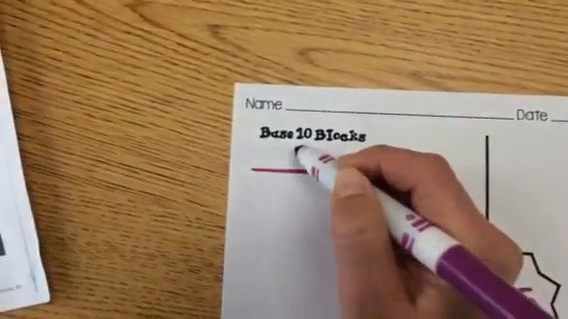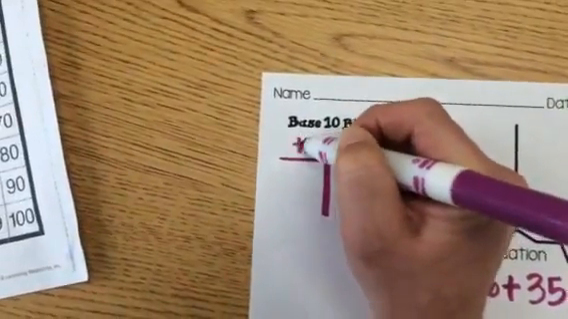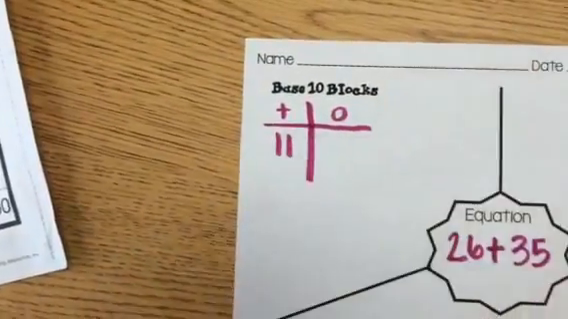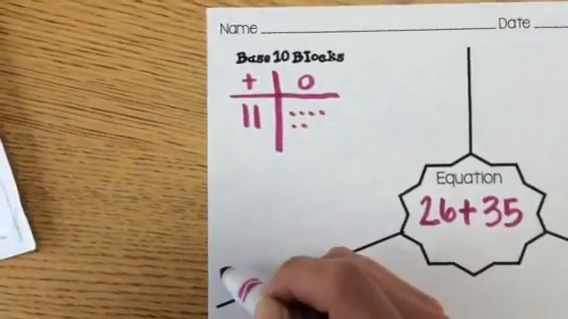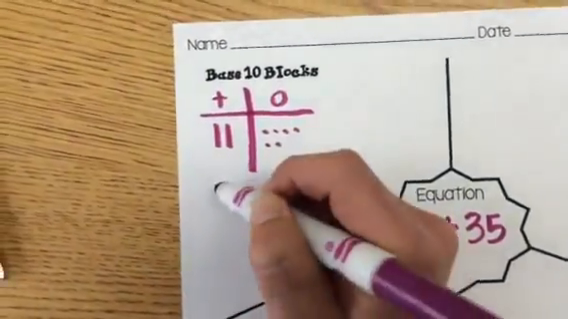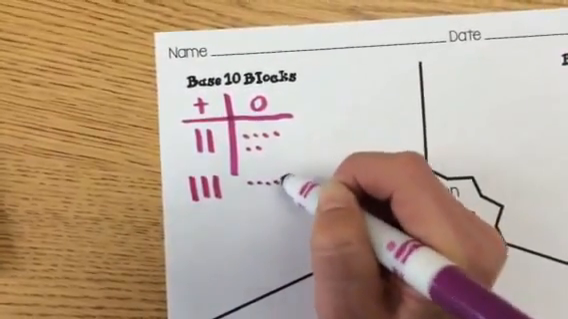If I had a hundreds chart, and I don't have any hundreds here, so I'm just going to draw my tens and my ones place. 26 has 2 tens and 6 ones. 1, 2, 3, 4, 5, 6. And then I'm going to go ahead and draw directly below that because I'm adding 35. 10, 20, 30, 1, 2, 3, 4, 5.